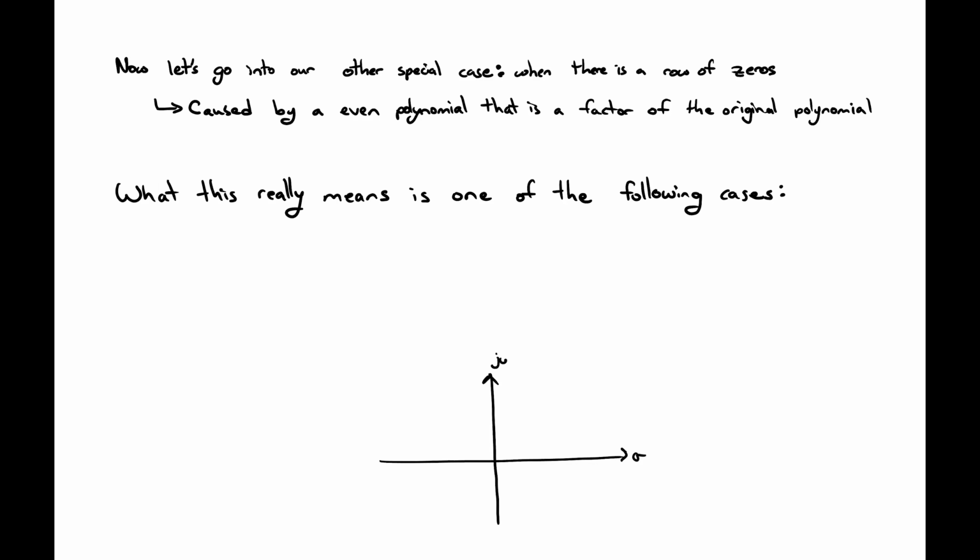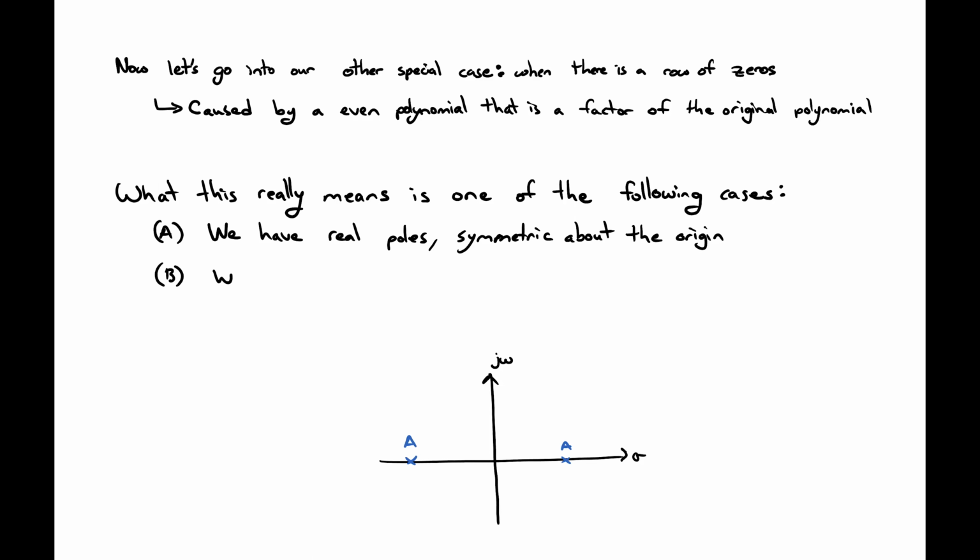And so to explain these cases, let's draw our real and imaginary axes here. Our first case, we have real poles that are symmetric about the origin, right? So one is positive, one is negative. They are both real here, right? We'd have an unstable system in this case.